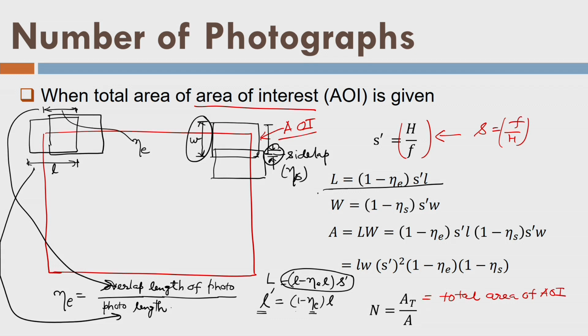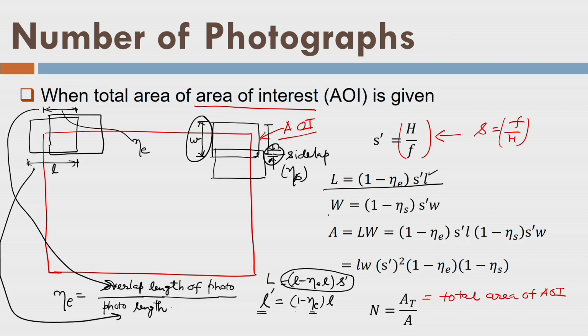So, this is nothing but L minus overlap, and I am multiplying with the S dash, which says what is the length really covered on the ground, because these dimensions are for the photo. So, I am multiplying the dimension of the photo with the scale inverse, and I get the distance on the ground. So, this is the idea.